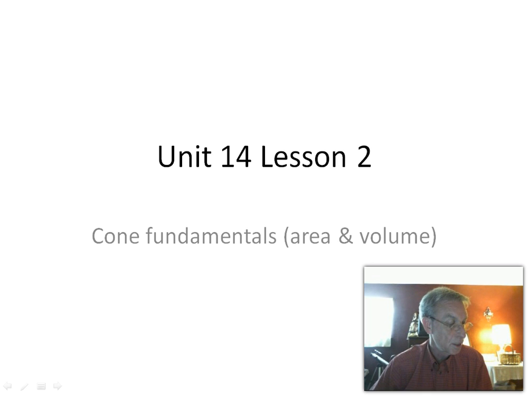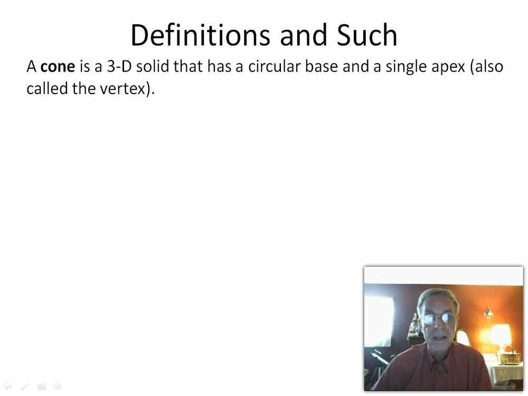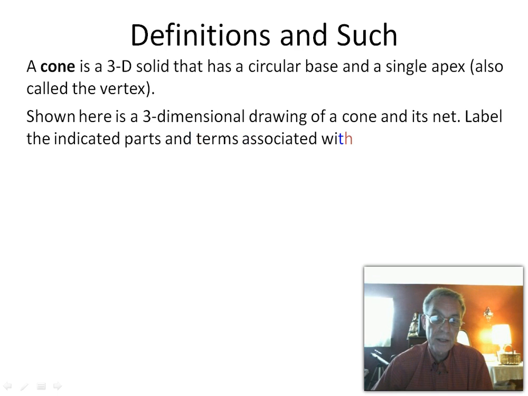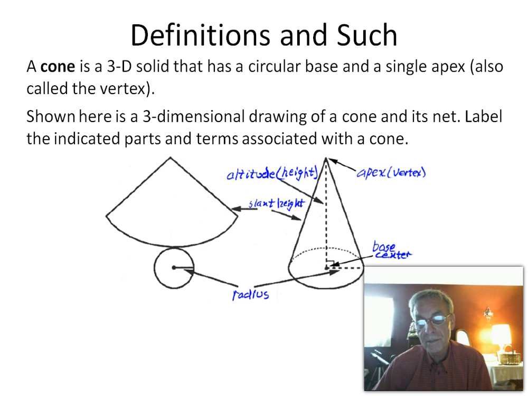Okay, so let's take a look at what we have. A cone is simply a 3D solid that has a circular base and a single apex that's also called the vertex. Shown in these drawings is a three-dimensional drawing of a cone and also the drawing of its net. They want you to label the indicated parts and terms associated with the cone, as shown here.